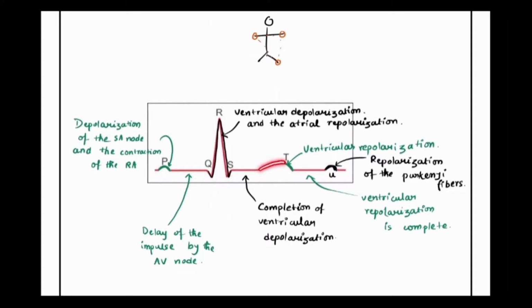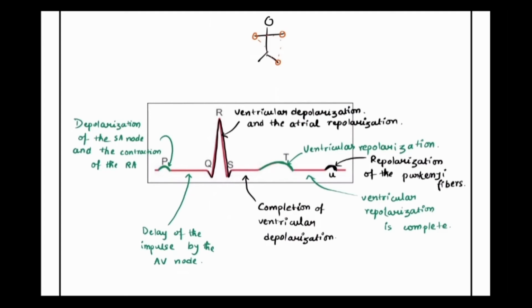Then comes the T wave. The T wave signifies that as the ventricles have depolarized, the ventricles need to get back to their relaxed state. That is why there is the ventricular repolarization. Finally, again we have the flat line, which signifies the repolarization is complete in the ventricle, and the completion is marked by the U wave, which signifies the repolarization of the Purkinje fibers, which were carrying the impulse throughout the heart. So this completes a whole cycle of the heart, that is the whole beating of the heart.